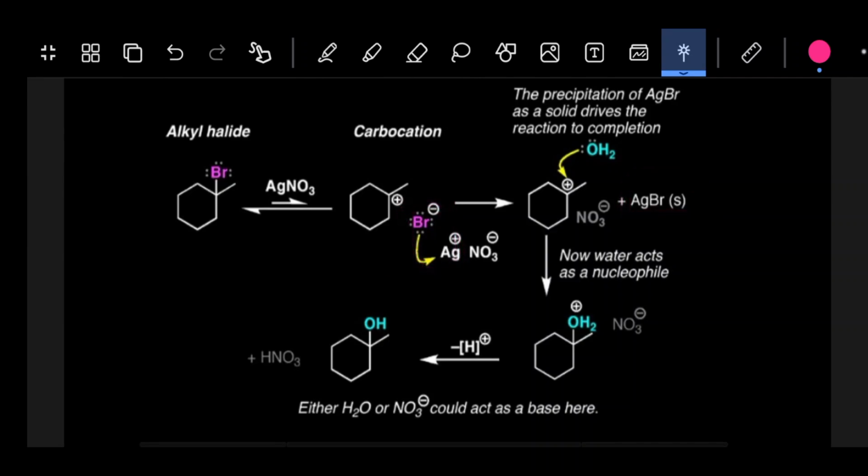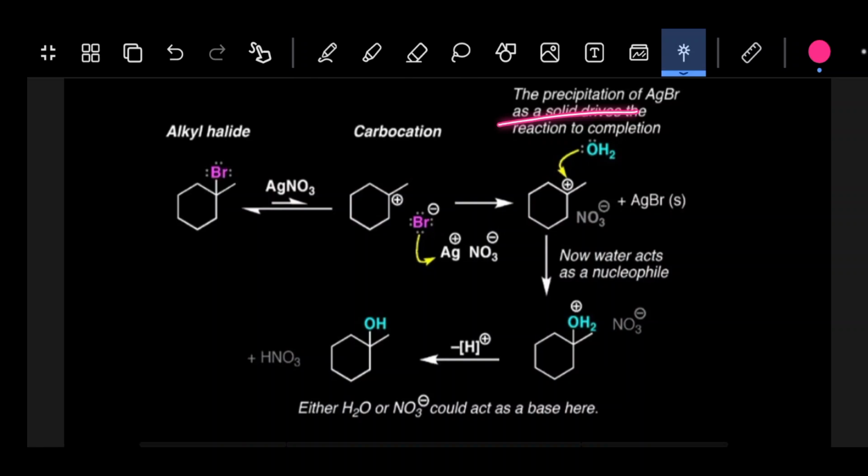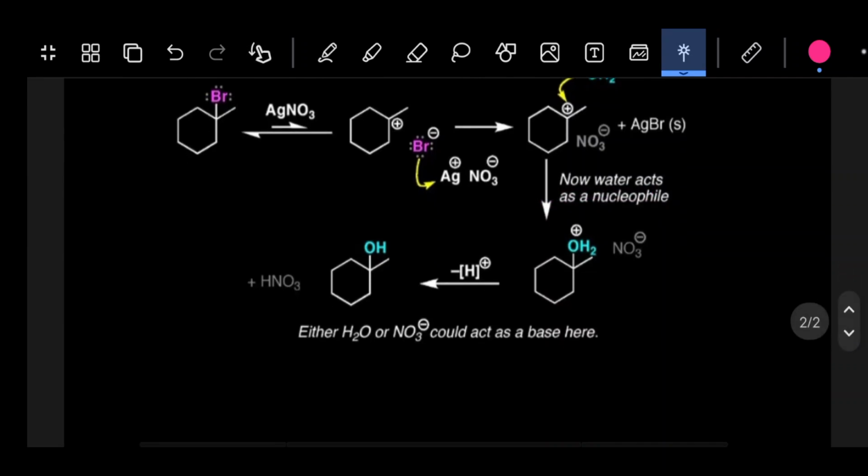So carbocation, and then we know that nucleophilic attack happens. H2O, the solvent, acts as a nucleophilic solvent attacking the carbocation. As we can see in this step, the precipitation of AgBr as a solid drives the reaction to completion. So it's basically a confirmation of something. Now water acts as a nucleophile and sticks to the carbocation in that position, and H plus goes out, creating an alcohol. This is a simple reaction.